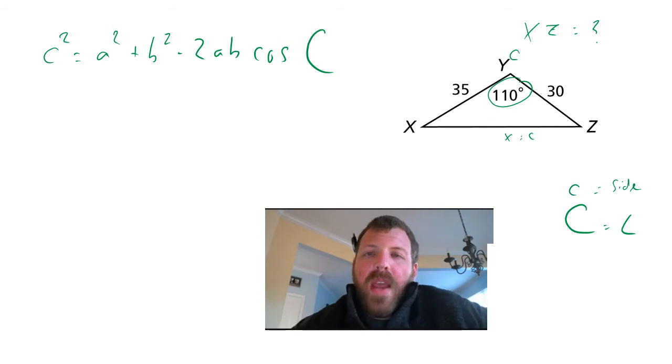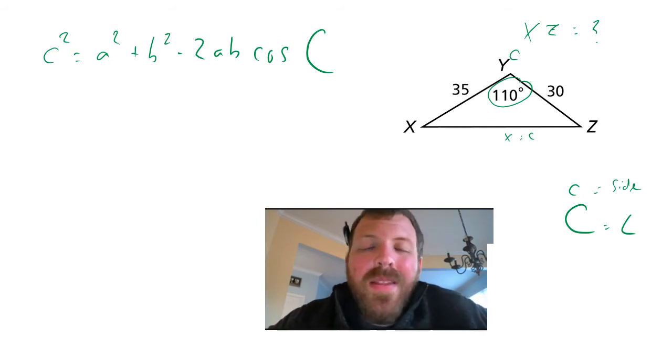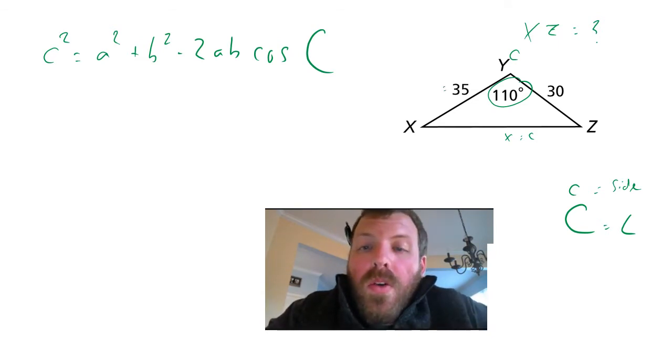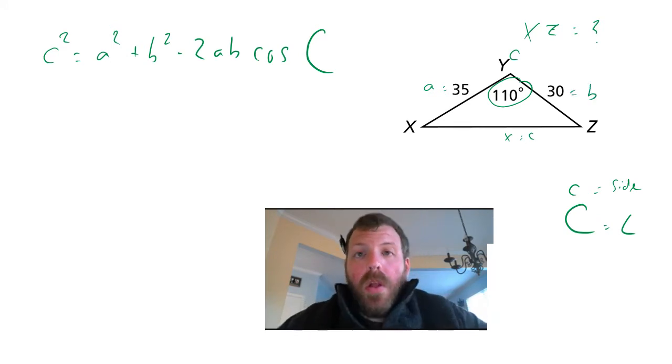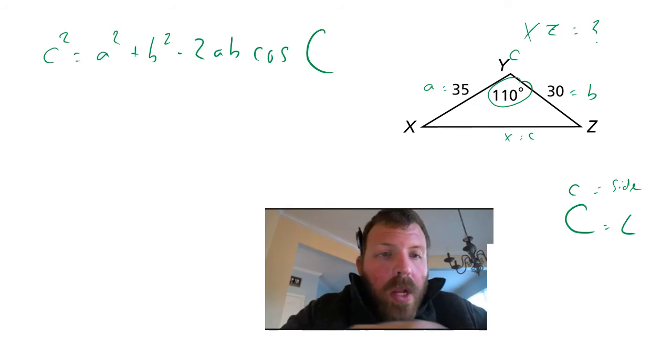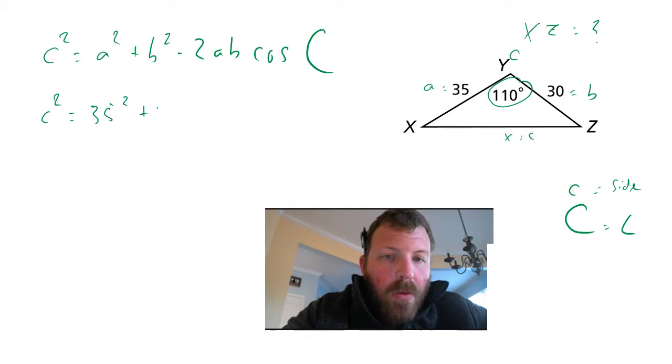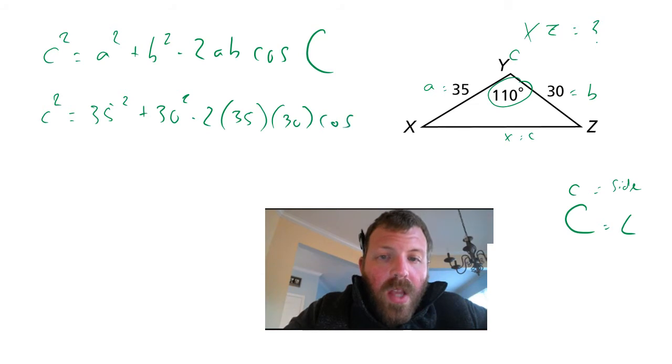Now, just like in the Pythagorean theorem, A and B don't matter. They're either side, you pick. So I normally just start from left to right. We'll call this A and this B. Now all we do is plug in. We don't know little c, so let's just leave that c squared. I do know what a is. That is 35 squared plus b, which is 30 squared, minus 2 times 35, because that's a, times 30, because that's b, cosine of big C.